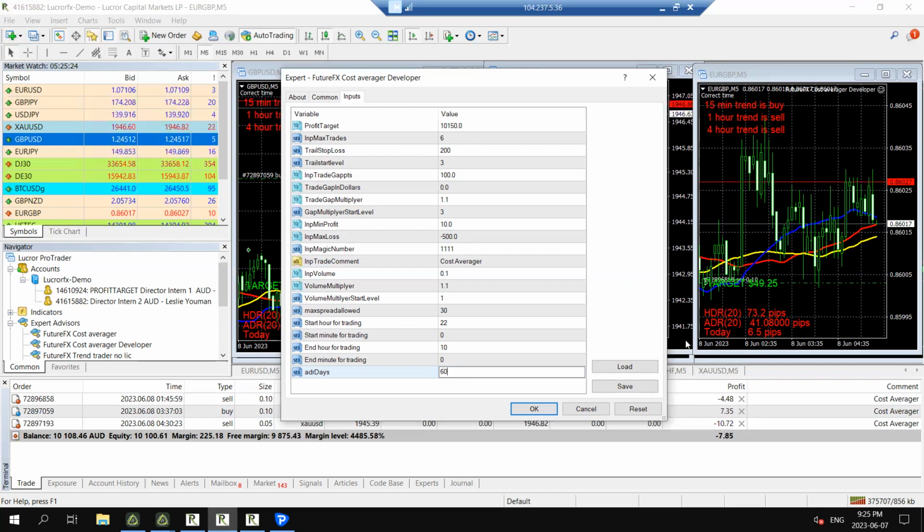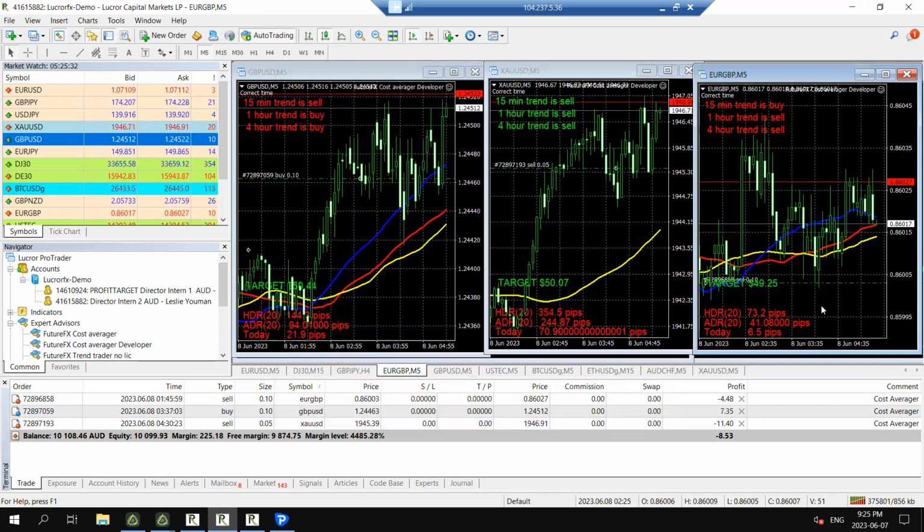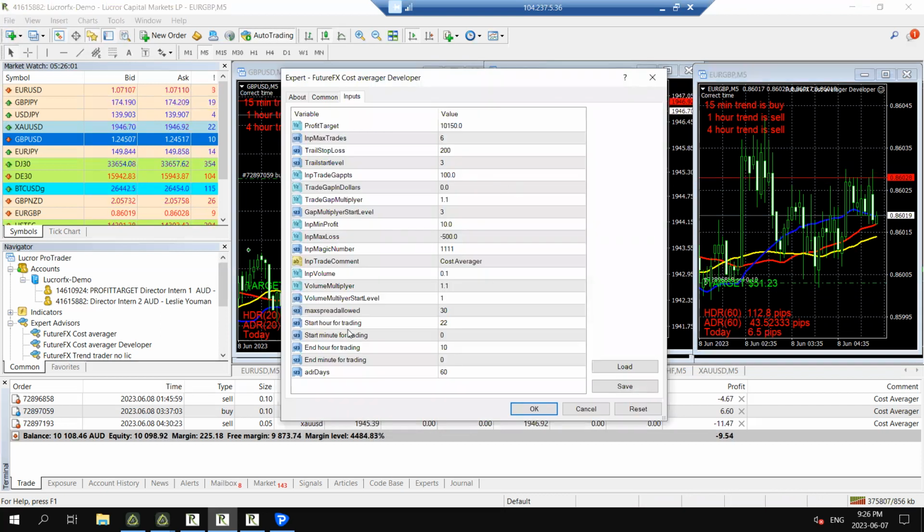Let's see what the highest daily range in the last 2 months, in the last 60 days, was. I'll wait for this to update. 60. So if you go back 2 months, then the highest daily range was 112 instead of 72. So you can jump around and see how often you get really big days of movement, but the average daily range is still only 43 over 60 days. So not a very volatile pair. And that, ladies and gentlemen, are all of the settings.